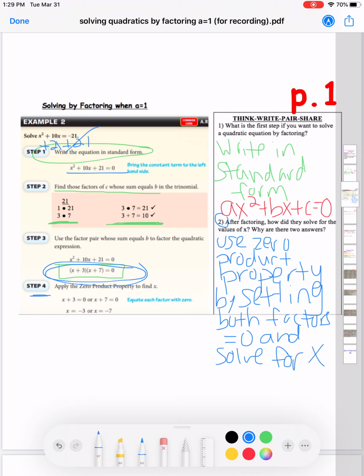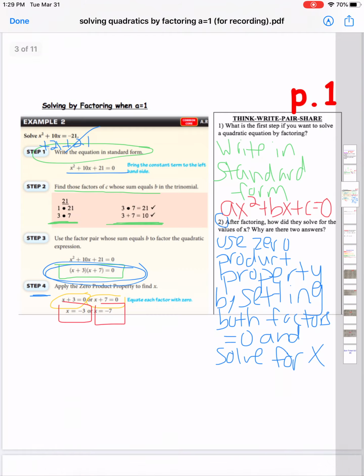Because again, what the zero product property tells us is that if this whole thing is equal to 0, I could have either x plus 3 be 0, or I could also have x plus 7 equals 0. And then we use our inverse operations to solve here. They subtracted 3 from both sides to get x equals -3, and they subtracted 7 from both sides to get x equals -7. So x equals -3 and x equals -7 are both solutions for this equation.